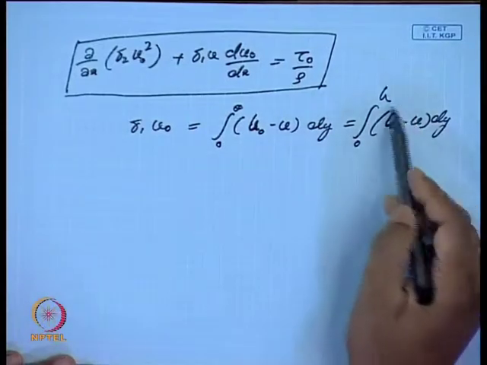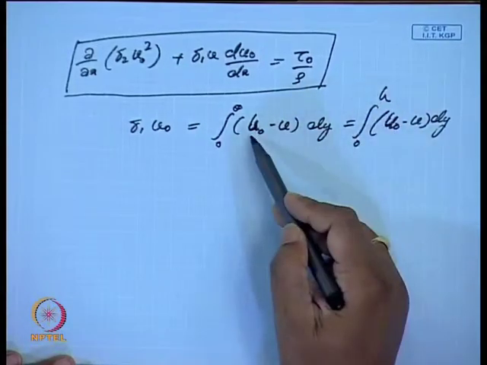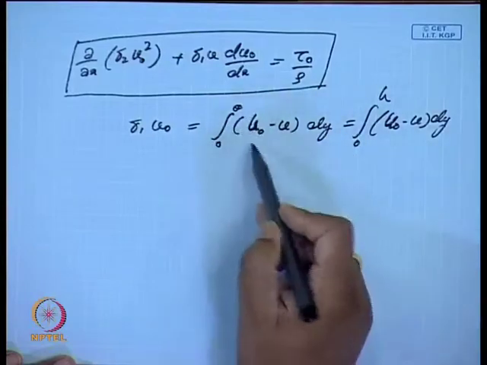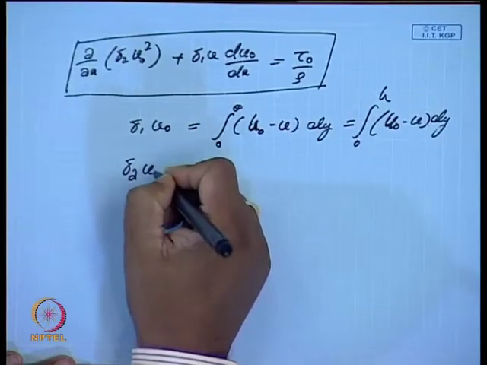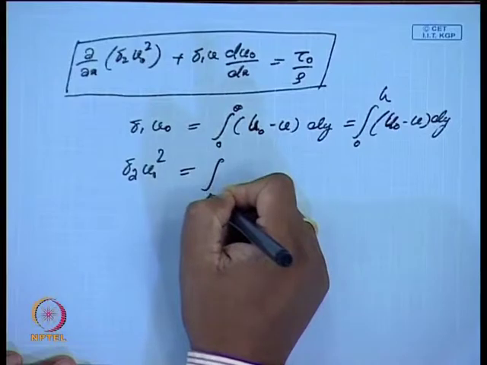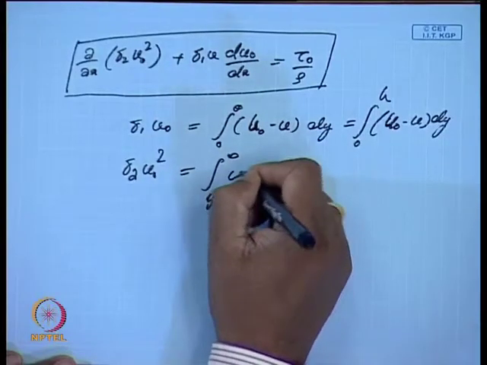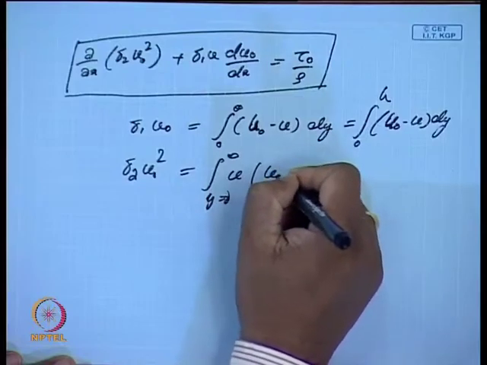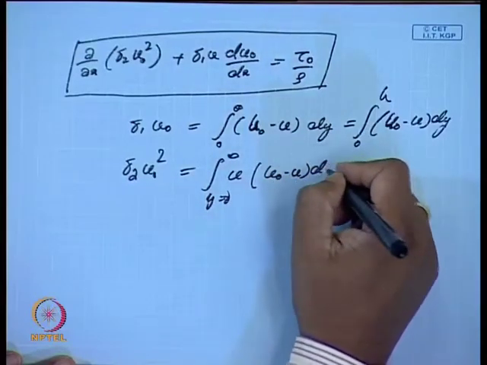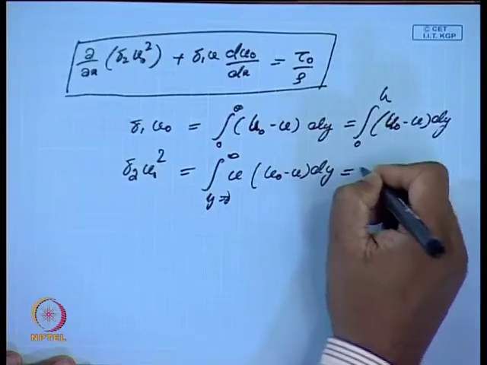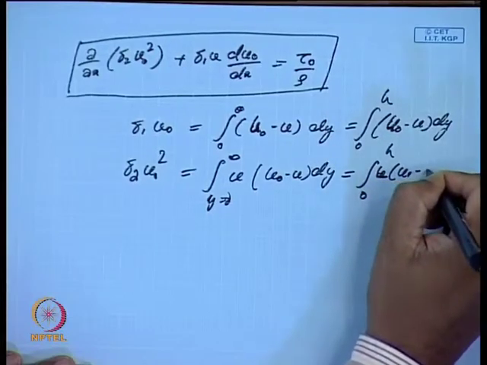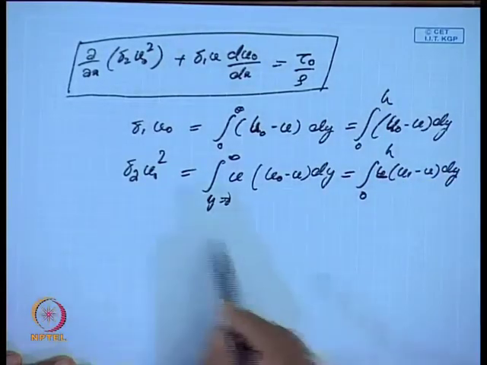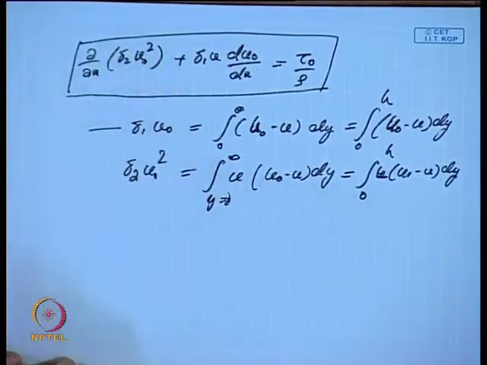The reason is that h is beyond the boundary layer. So, beyond h the contribution will be 0 because u will be u naught. So, that is why 0 to infinity u naught minus u is same as 0 to h u naught minus u. Similarly, del 2 u naught square is nothing but y is equal to 0 to infinity u into u naught minus u dy, and that is nothing but 0 to h u into u naught minus u dy. Same thing, these two definitions I have used. This is called the displacement thickness and this is called the momentum thickness.